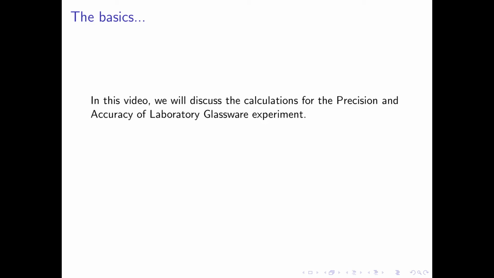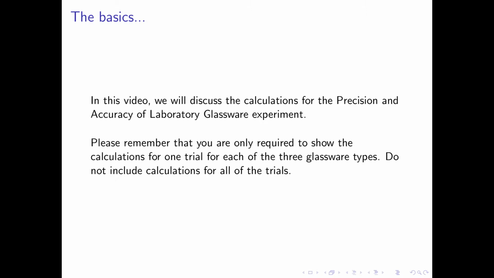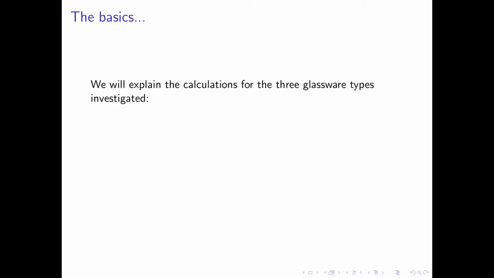In this video, we will discuss the calculations for the precision and accuracy of laboratory glassware experiment. Please keep in mind that you are only required to show the calculations for one trial for each of the three glassware types. Please do not include calculations for all of the trials. We will walk through the calculations for the three glassware types that we investigated. First the beaker, then the graduated cylinder, and finally the burette.